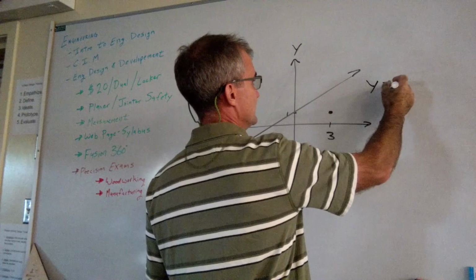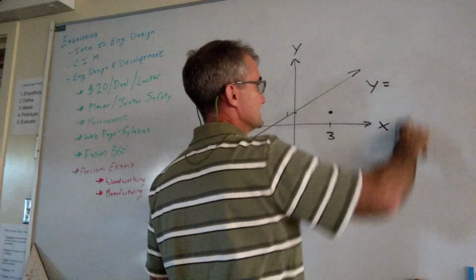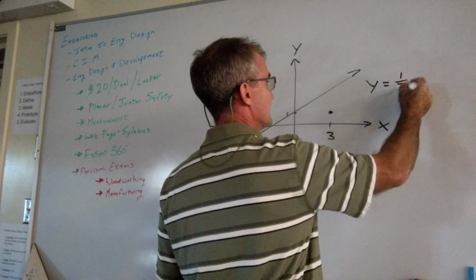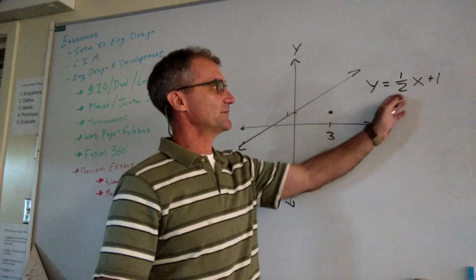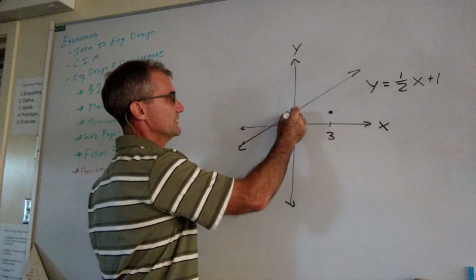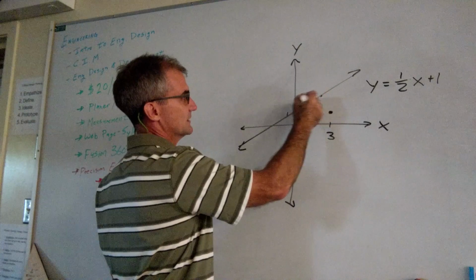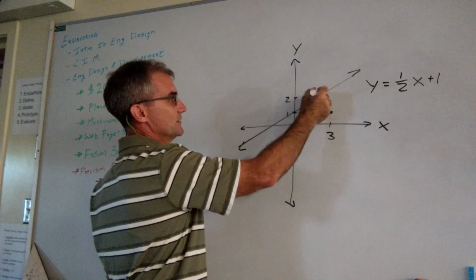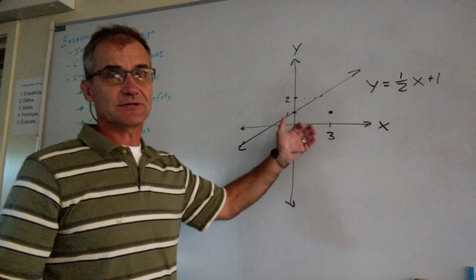Let's say that's y equals 1/2 x plus 1. Remembering this is my y-intercept, this is my slope. So from 1 I rise 1, run 2. Like that. So let's say I rise 1, run 2. And that's a graph or an equation.